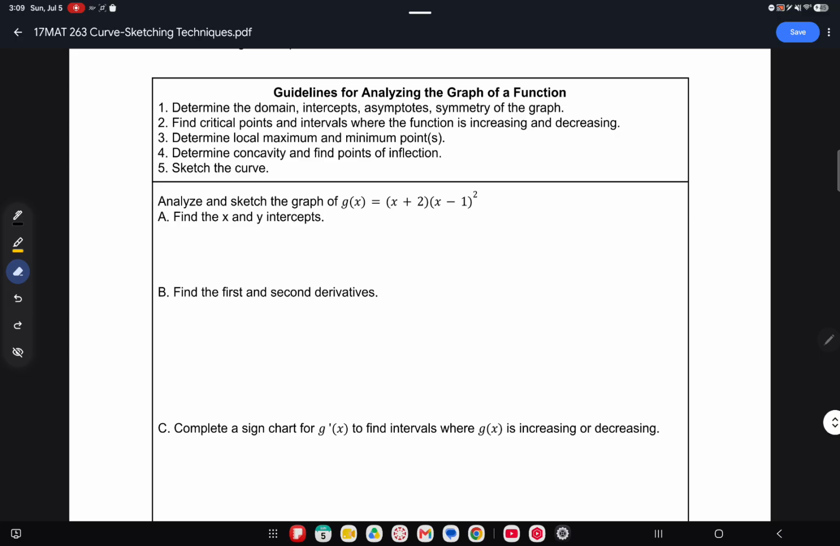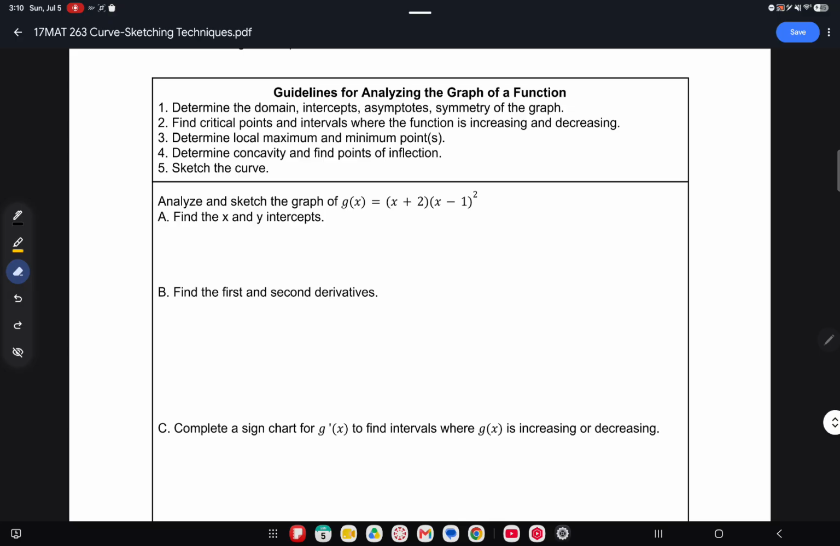And then after we've done the basics, we can go further and find any critical points so that we can find exactly where the function is increasing and decreasing and where there are any maximums and minimums. That's the next step: determine the local maximum and minimum points. And then we can do a second derivative and find the concavities and points of inflection. And then we should have enough information to be able to draw a graph.